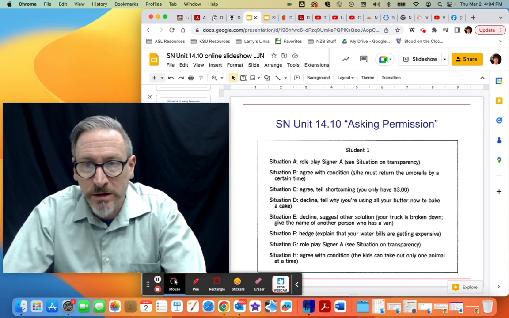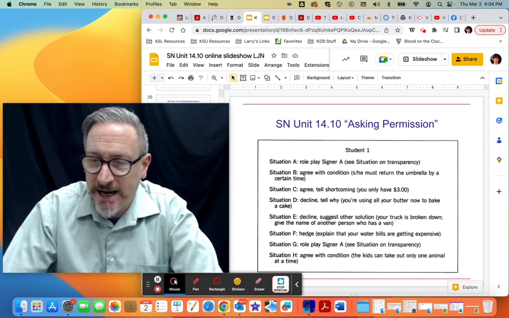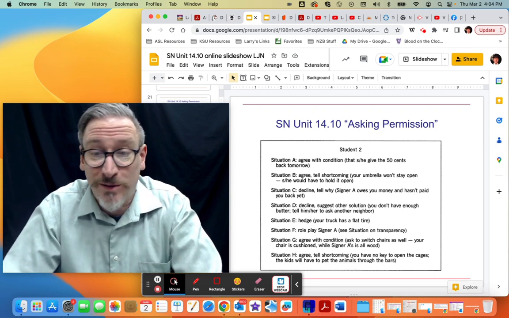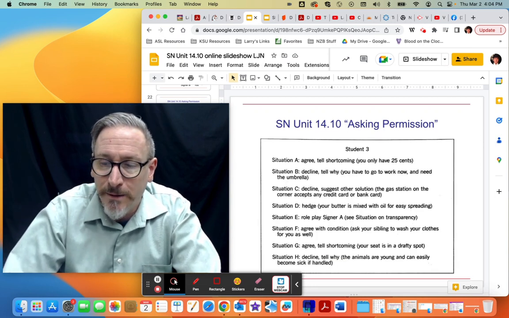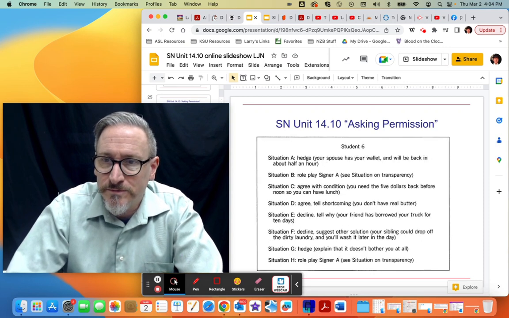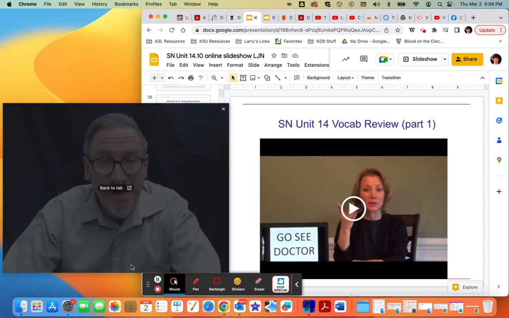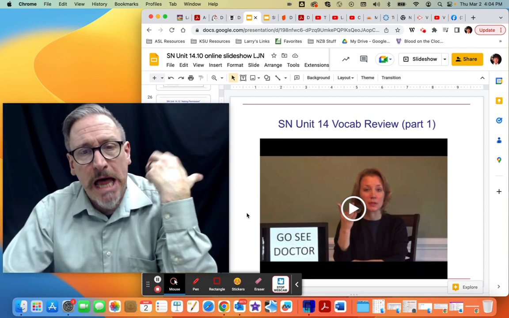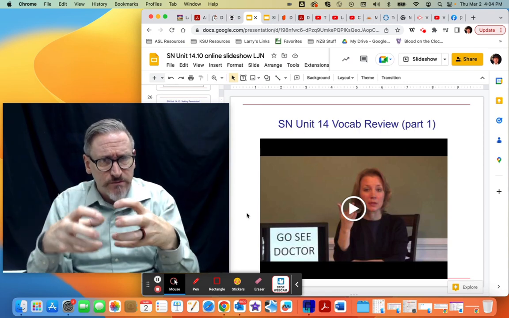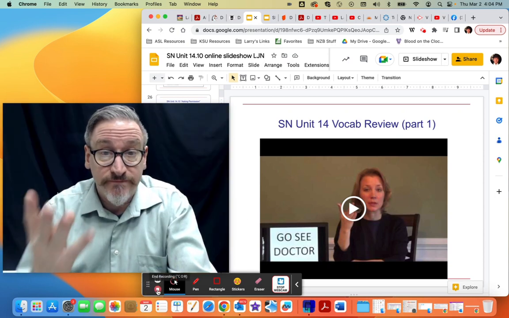And there are more options for what you can say. They're all transparencies, which tells you how old this edition of the book is, for an overhead projector. And then it goes back into that same vocab. So 14.10 has a lot of activities in it, but there's not all that much meat in it. It's more role playing. That's 14.10.